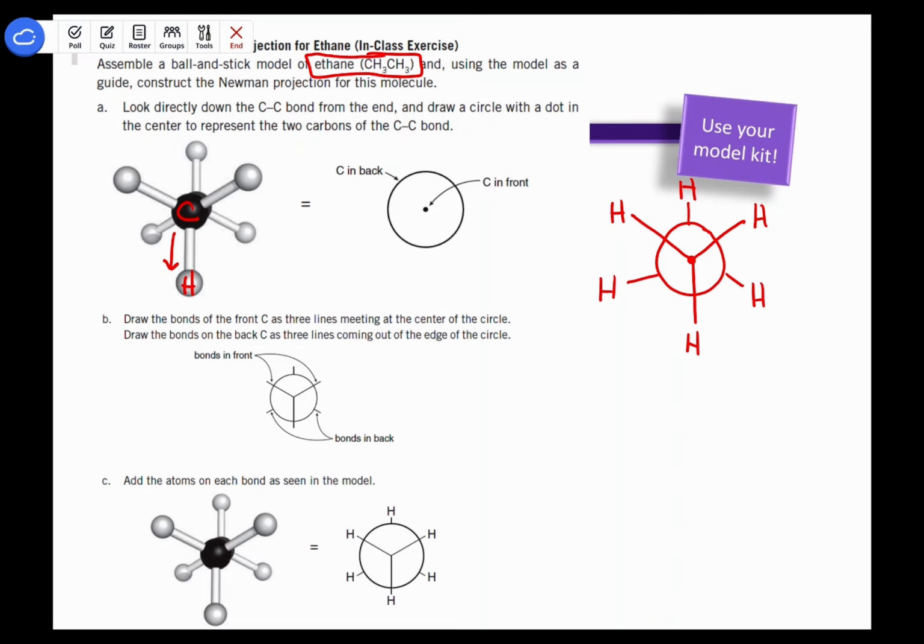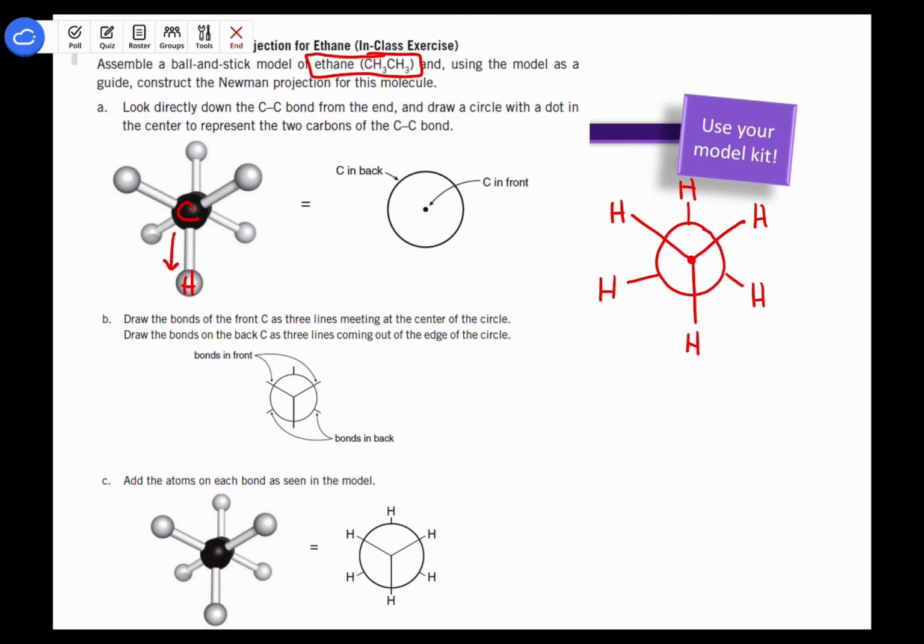So we have now drawn the Newman projection that you see in your workbook. Now this is really handy because carbon-carbon single bonds can rotate. And you can go ahead and do that, and you can see that the view changes as we rotate the back or the front carbon. Go ahead and rotate that carbon-carbon single bond.